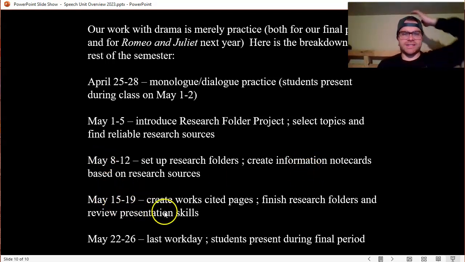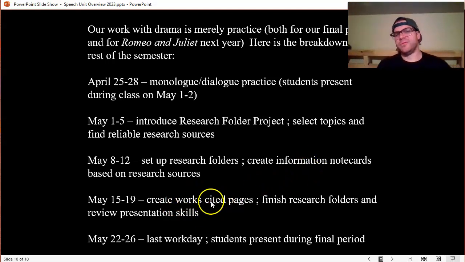May 15th through the 19th, I'll teach you guys how to create a works cited page that week. That's probably the hardest step of them all. Again, information note cards is the longest. Works cited pages is maybe the toughest step in the process. We should have some days towards the end of that week to give you some time to wrap up creating your research folders, maybe decorating and designing them a bit. We'll also do a review of presentation skills so that you can practice your presentation.